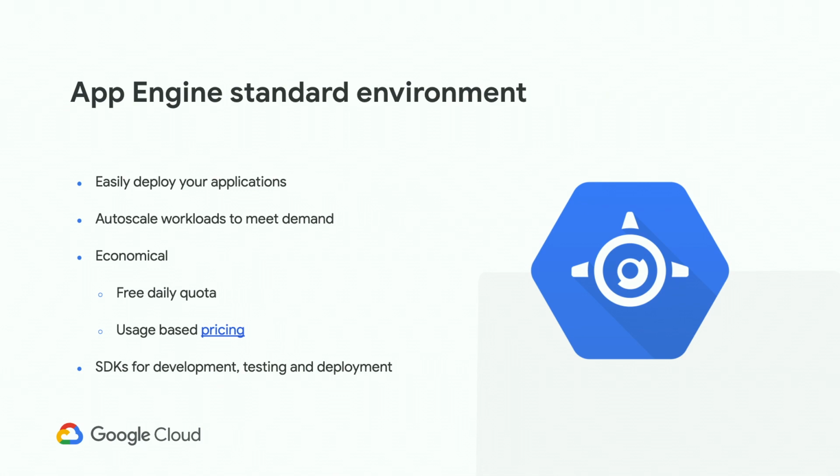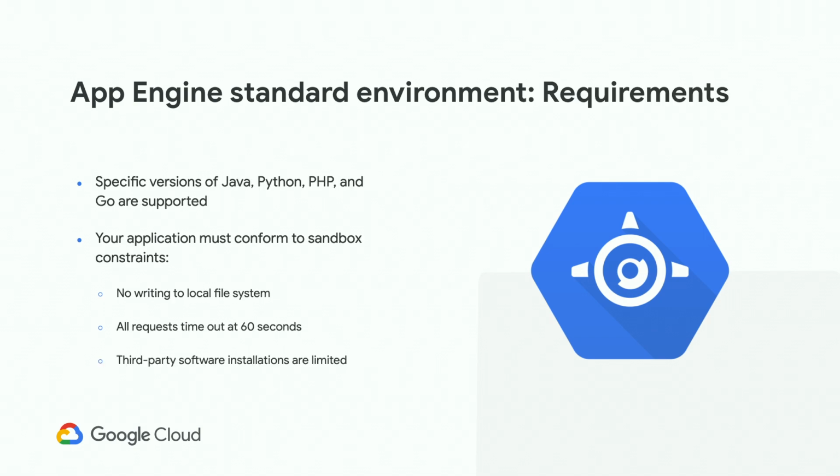Okay, so let's see the standard one. With the App Engine standard environment, you easily deploy your applications, it auto scales the workload to meet the demands, and we have some free tiers, and some SDKs for you to do deployment, testing, and development as well. And of course, there are pros and cons. The pros is that this one scales really, really fast, able to scale 10 times, 100 times in a very short amount of time. But at the same time, you get some restrictions.